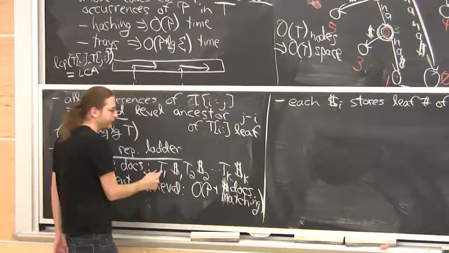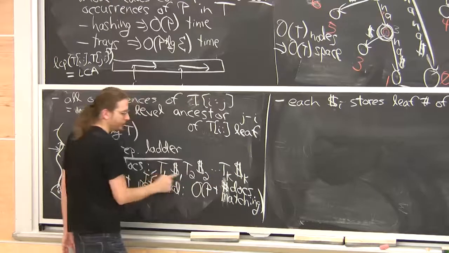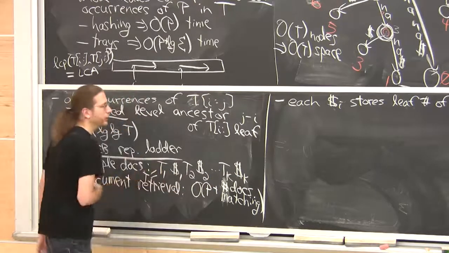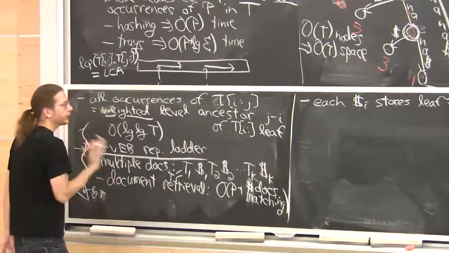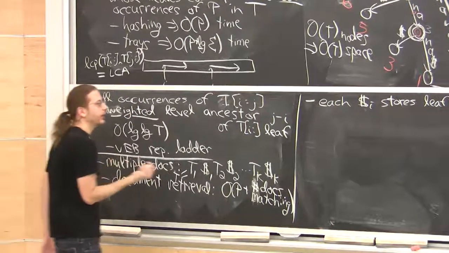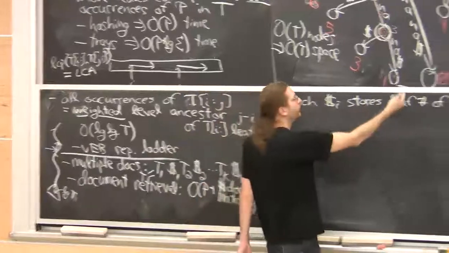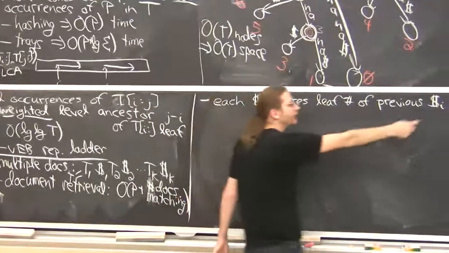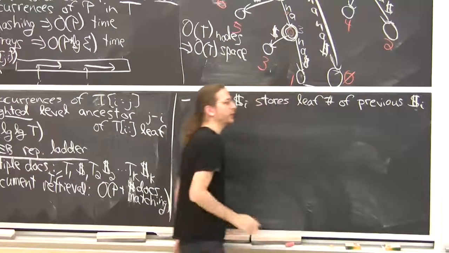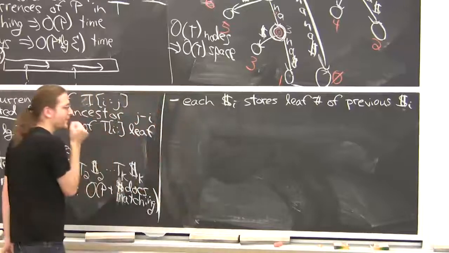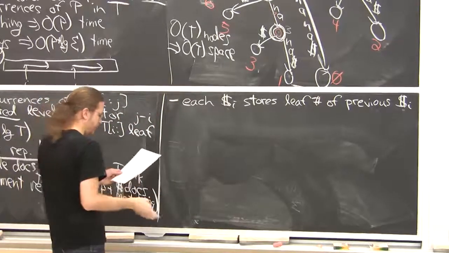So I don't really care about a suffix that goes all the way through here. I just want the suffix to the $. So those represent the individual documents. So $i's are leaves. And I want each of them just to store a pointer, basically, to the previous one of the same type, the same $i, that came from the same document. Okay, so what?